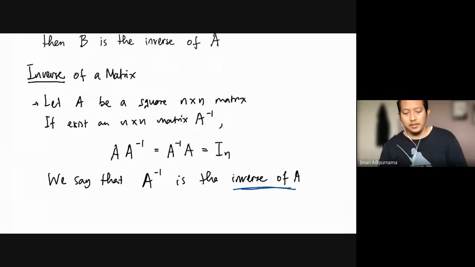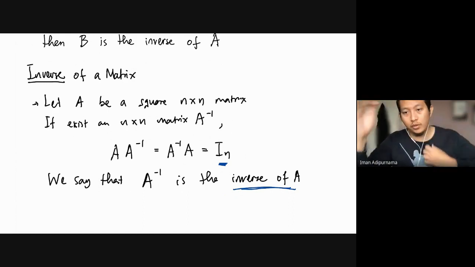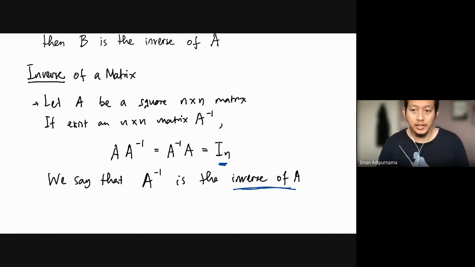So we define the identity first. That is a matrix with the main diagonal entries 1 and the other entries 0. That's the identity, because when we multiply with any matrix, it will result in just that matrix. So when we have matrix A and matrix B, if B multiplied by A is equal, the result should be the identity matrix.